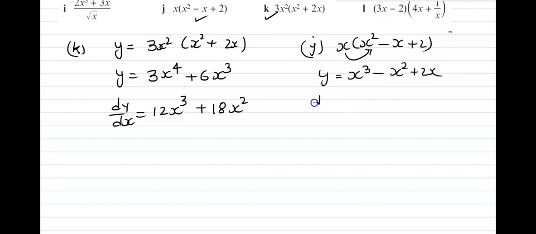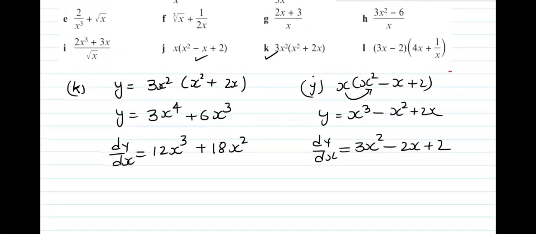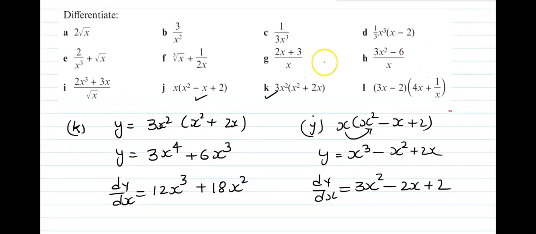So once you differentiate, it will be dy over dx. Differentiation of x cube will be 3x square, and it is minus 2x and plus 2. So I hope things are clear. Please try to solve. In case you have any problem, you can always put a comment on my YouTube channel so I can solve that particular problem. Okay, let's move forward to some more difficult problems.